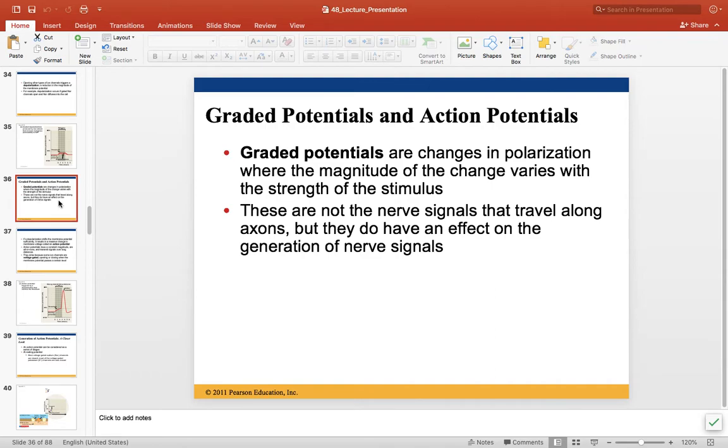All right, so graded potentials are changes in polarization where the magnitude of the change varies with the strength of the stimulus. So these are not the nerve signals that travel along axons, but they do have an effect on general nerve signals.